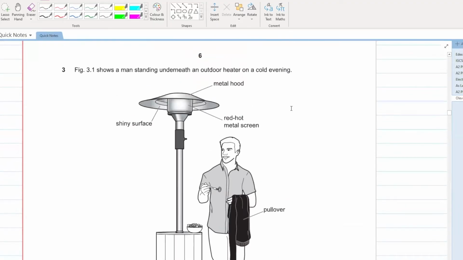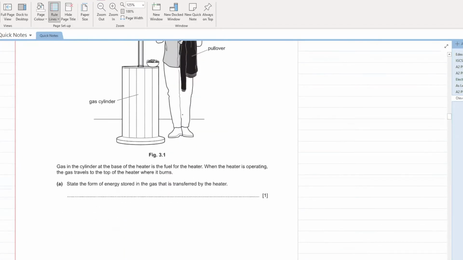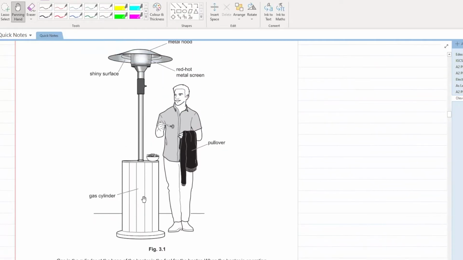Figure 3.1 shows a man standing underneath an outdoor heater on a cold evening. Perfect. Gas in the cylinder at the base of the heater is the fuel for the heater. When the heater is operating, the gas travels to the top of the heater where it burns. The gas in the cylinder is the fuel for the heater.